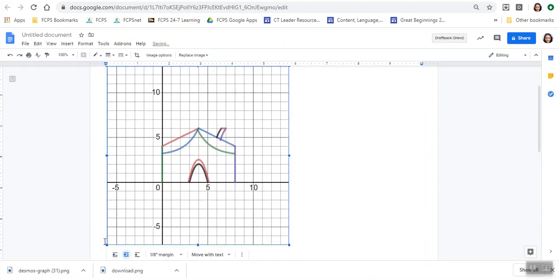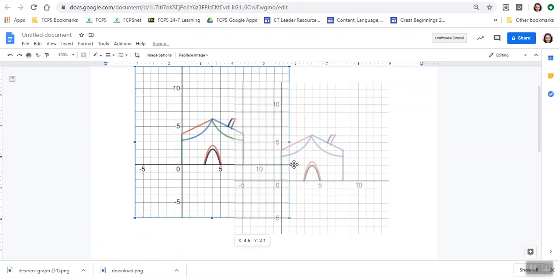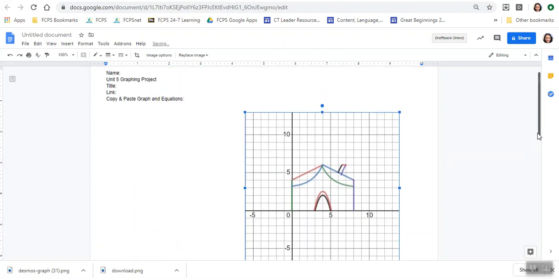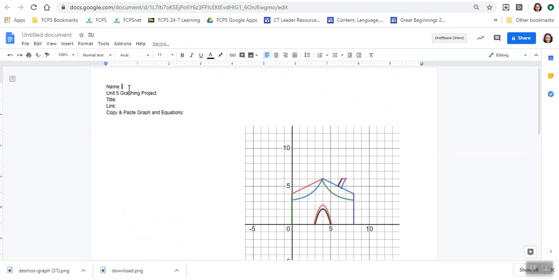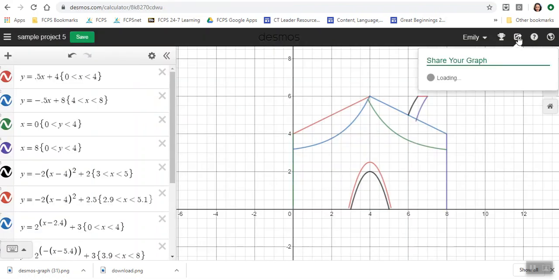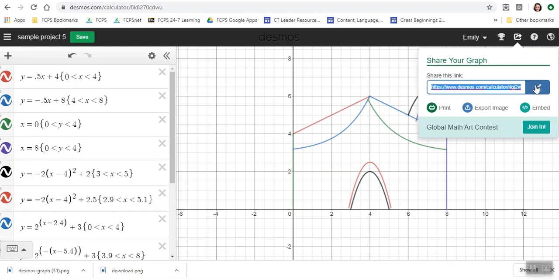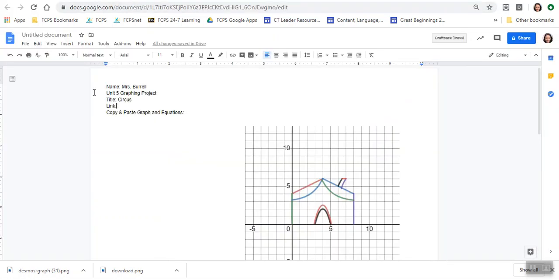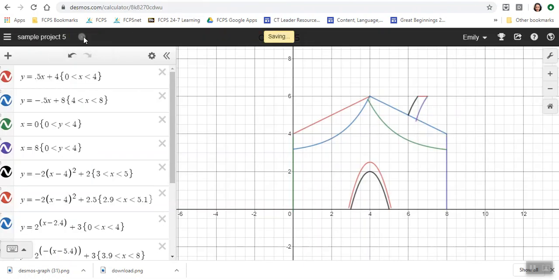In Google Docs, if you click on your picture, you have a choice. This will let me wrap things around it so that I can actually put the equations on the same page. I'm going to put my name here. And the title, I said I'm going to change it from house to circus because it looks a little bit more like a circus. For the link, go back over to Desmos and choose this one again and copy that link. I am going to hit save one more time because I know I changed it with the top of the chimney here.